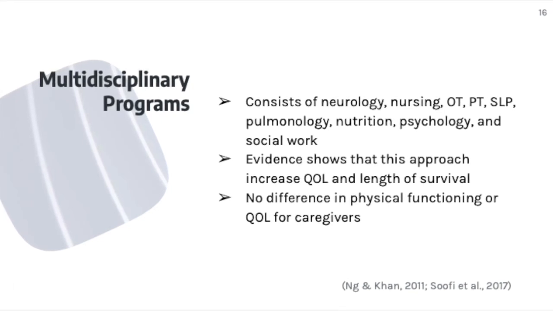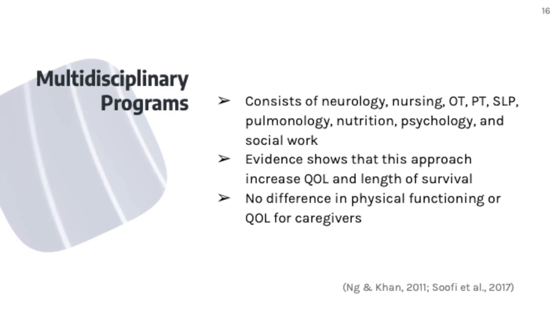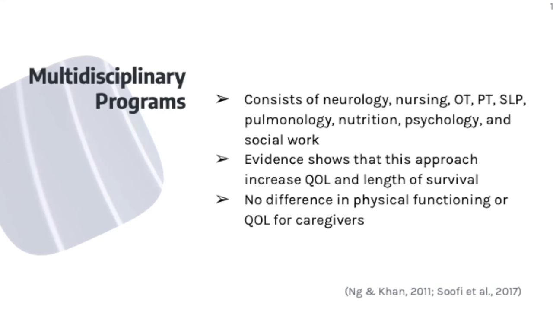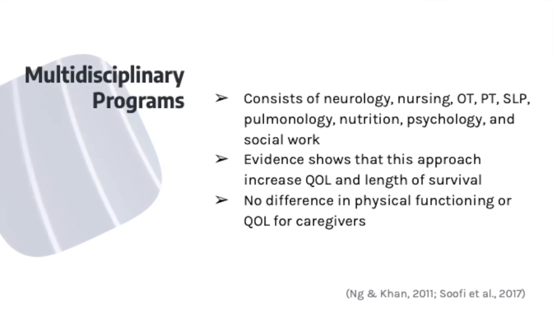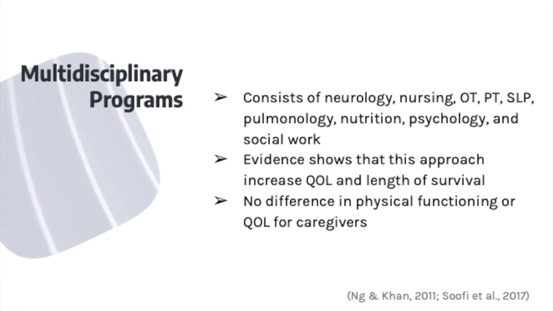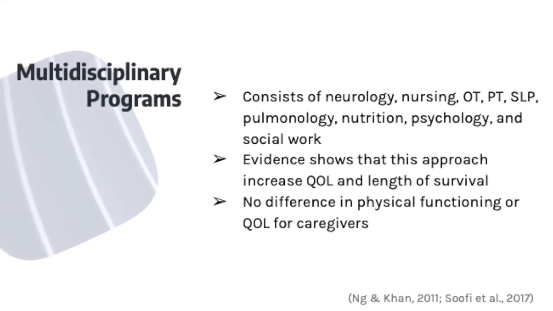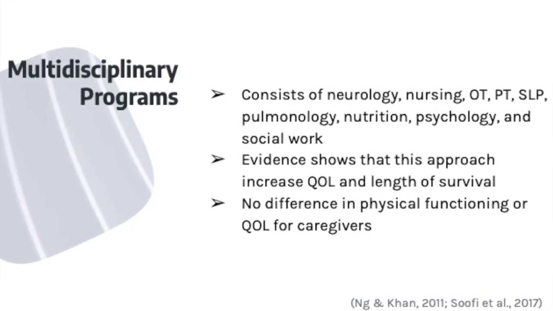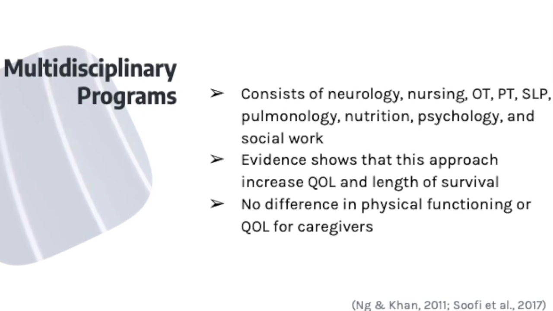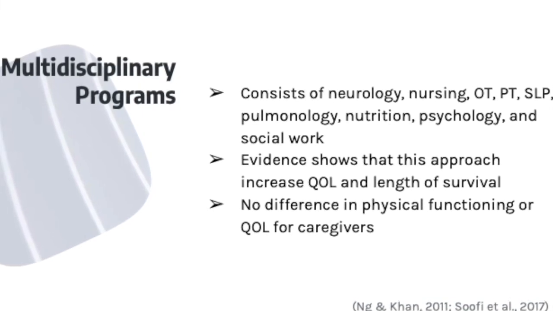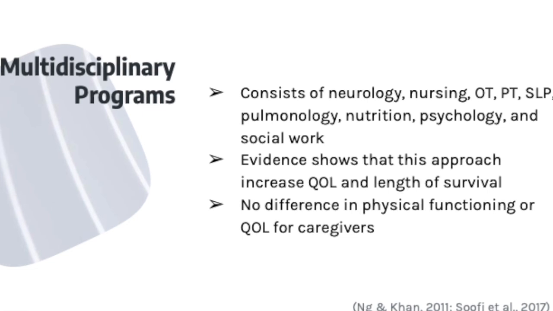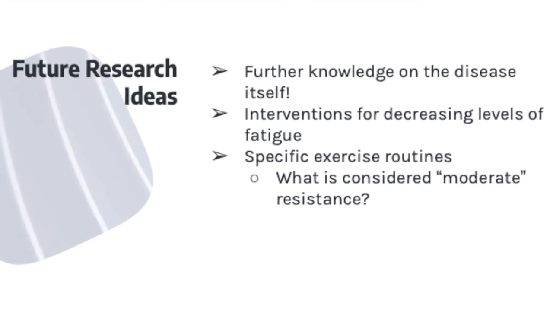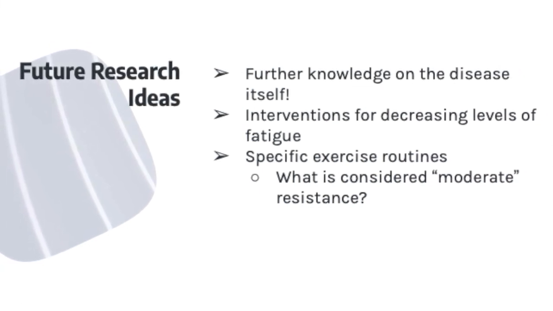Multidisciplinary programs were another large focus of the evidence I found. These programs consist of neurology, nursing, OT, PT, speech, pulmonology, nutrition, psychology, and social work. Evidence shows that people with ALS who participate in these programs have approximately 30% longer survival than those in general care. Evidence also shows an increase in the individual's quality of life, likely due to the constant education that the patient receives. There was no difference in physical functioning or quality of life for caregivers between the two types of care.